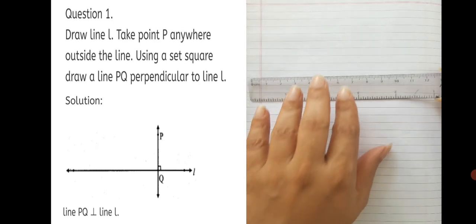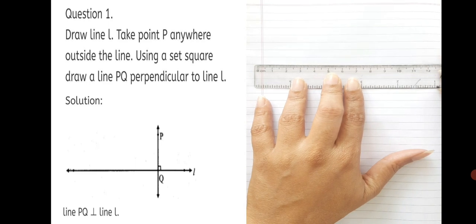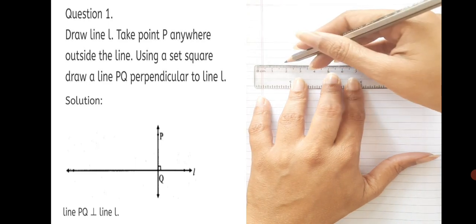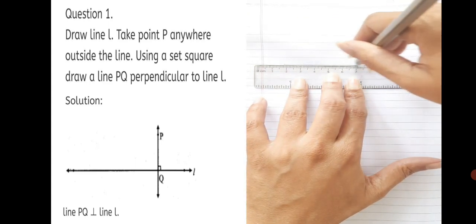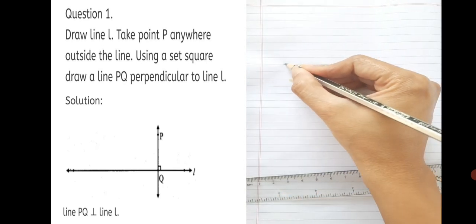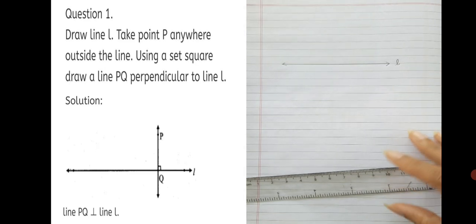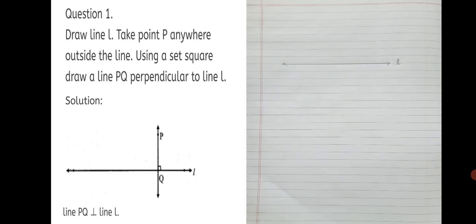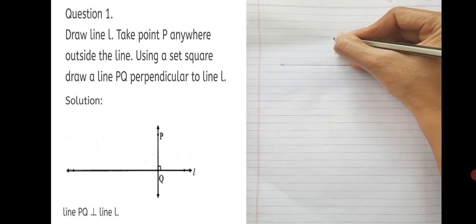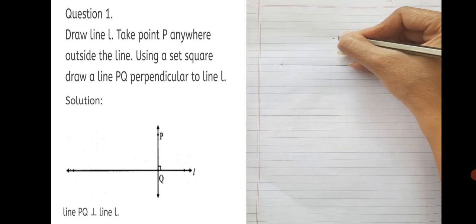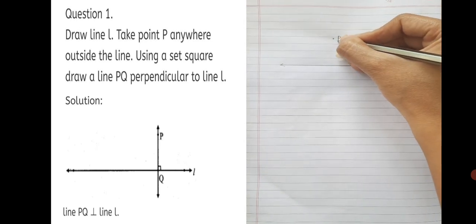So let's first take a scale and a pencil and draw one line L. So draw a straight line, mark its arrows since it's a line, and as it is given in the question, draw line L. So we mark it with a single letter L. Now it is told to us, take point P anywhere outside the line. So outside the line we take point P on top.